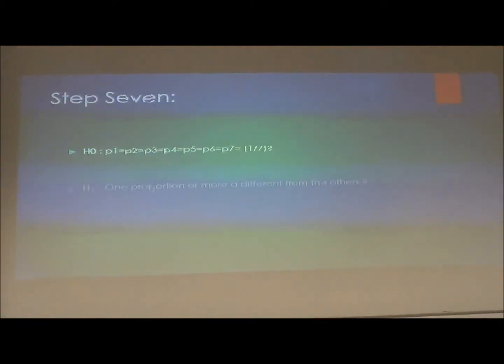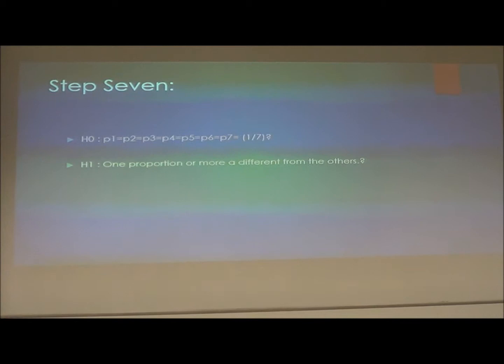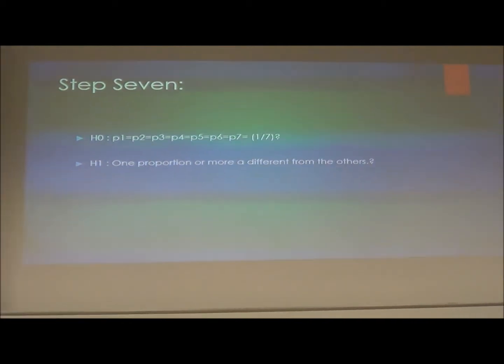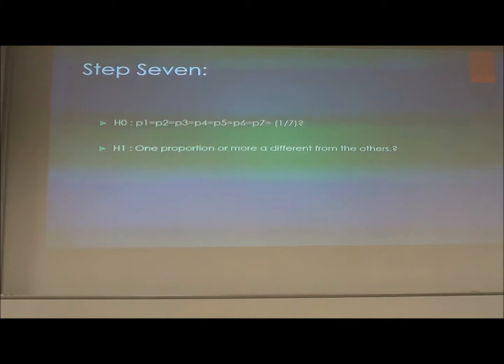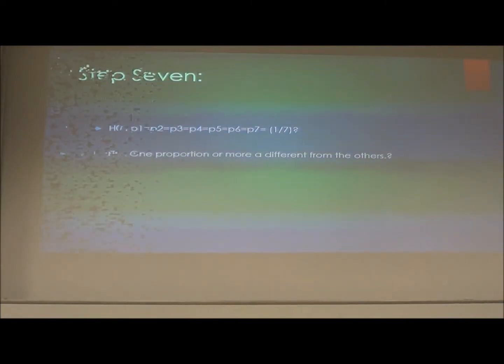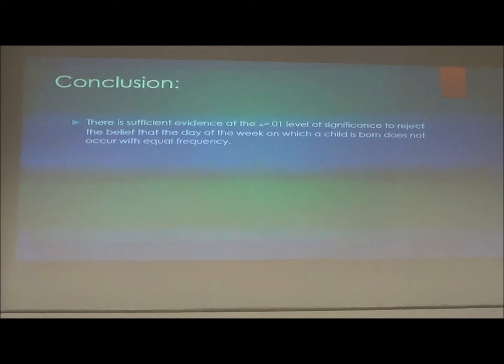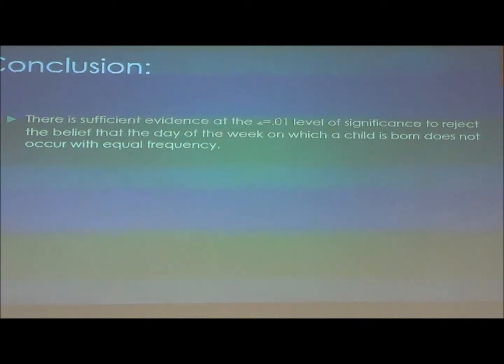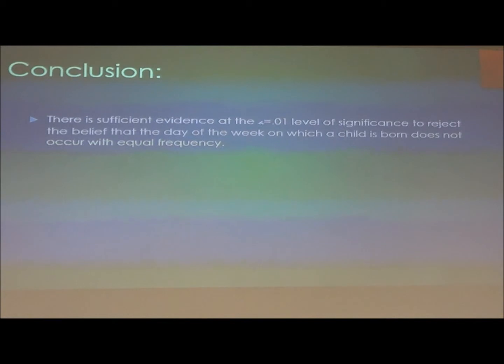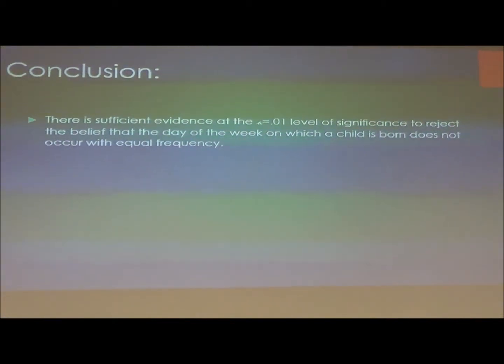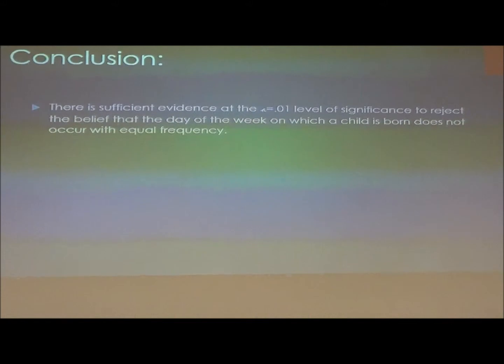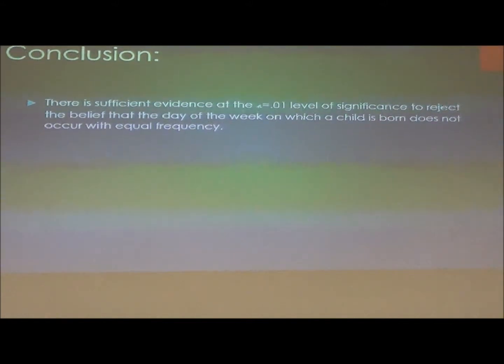Step 7. Because the test statistic 19.568 is greater than the critical value 16.812, we reject the null. Our conclusion: there is sufficient evidence at the alpha equals 0.01 level of significance to reject the belief that the day of the week on which a child is born occurs with equal frequency, which means that they are all different frequencies on different days of the week.